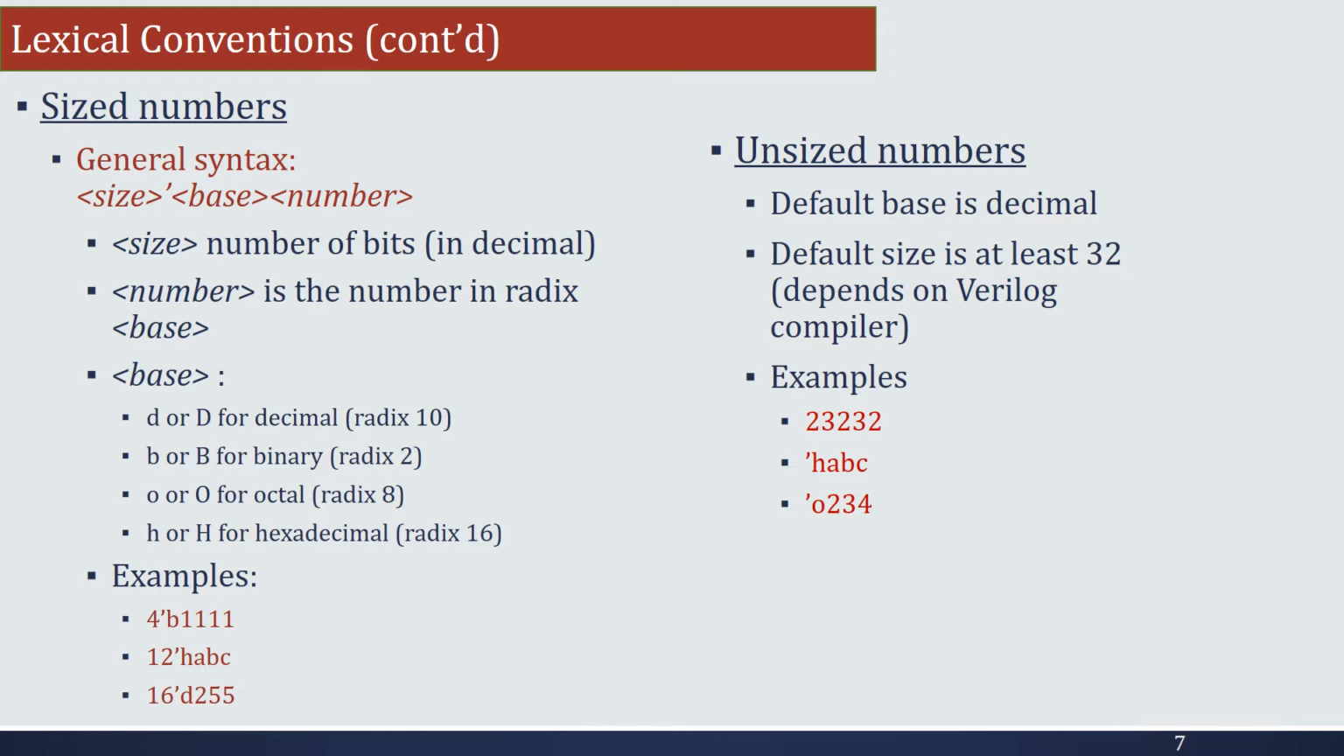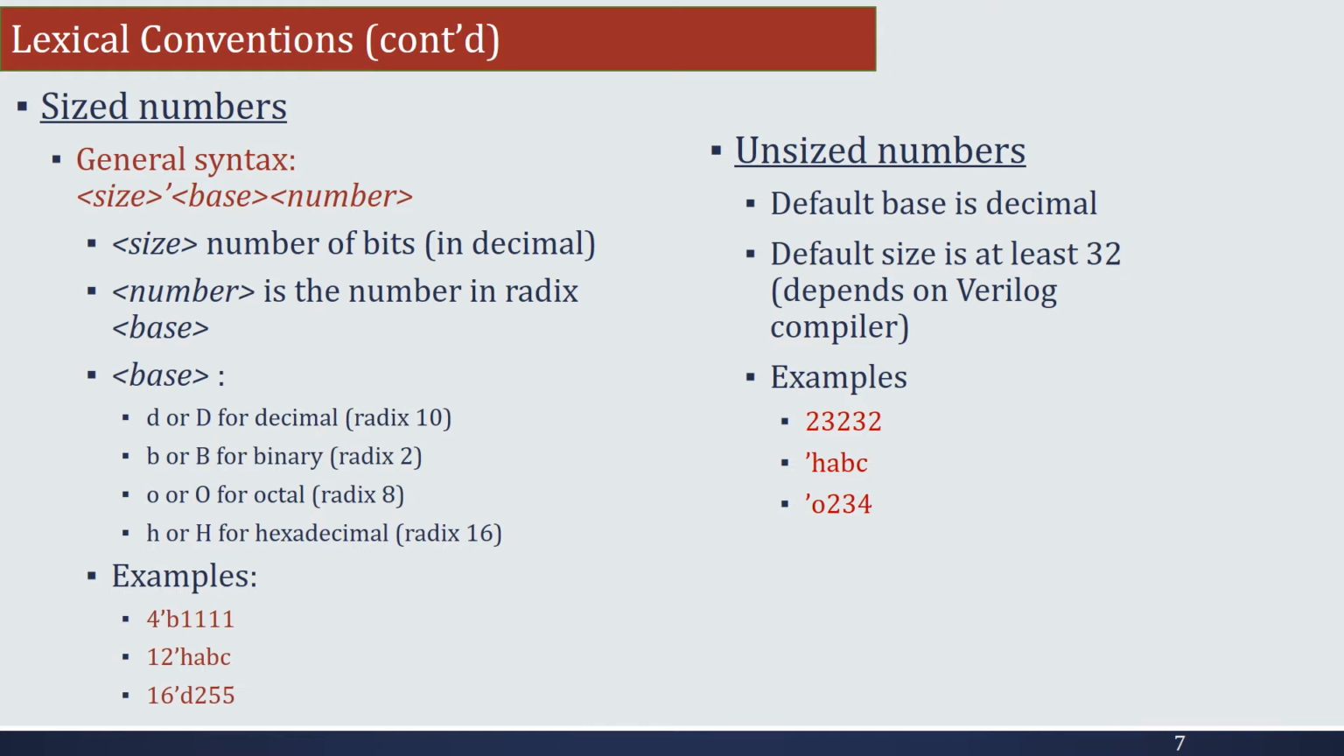Here b represents binary, h represents hexadecimal, o represents octal, d represents decimal, followed by the number. Here 1111 is the number in binary format. Similarly, hexadecimal and decimal numbers are given.